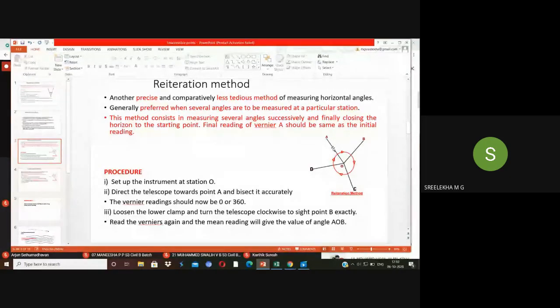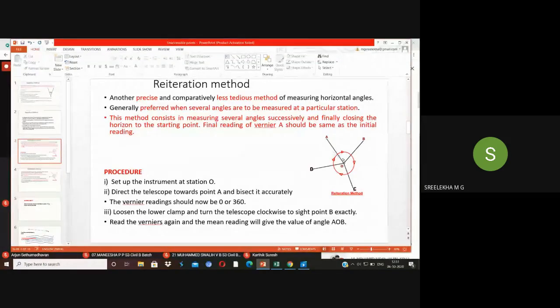But if there is some error for your instrument, in such a case, it may not be 360 degree. It may be some minutes less or it may be greater. So that error should be distributed to each of these angles. That's a principle for the reiteration method. So what's the difference between reiteration method and repetition method? In the reiteration method, we are closing to the initial point so as to just verify if your horizontal angle has got 360 degree. And if it is not getting 360 degree, whatever be the error by which it is not getting closed, that will be distributed equally to each of these angles.